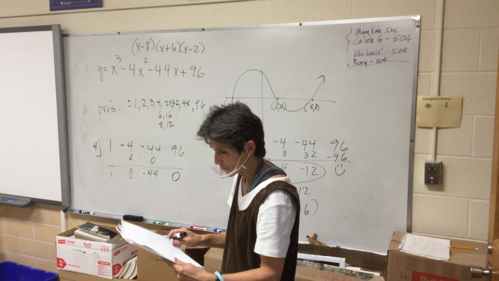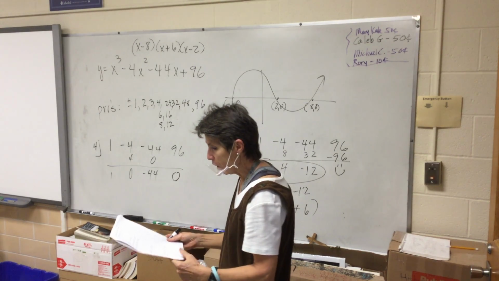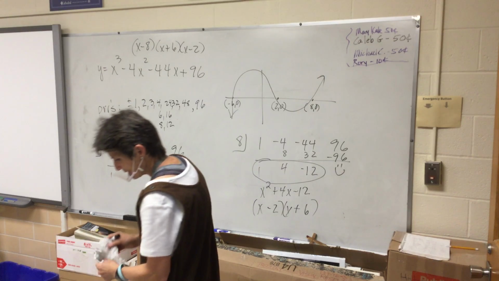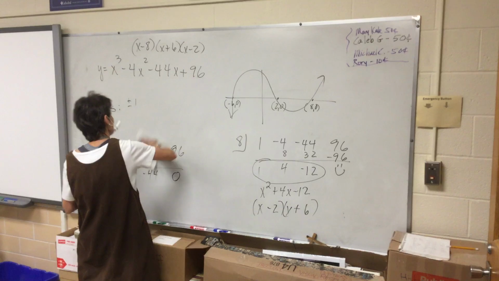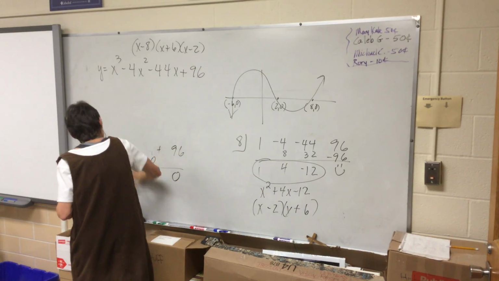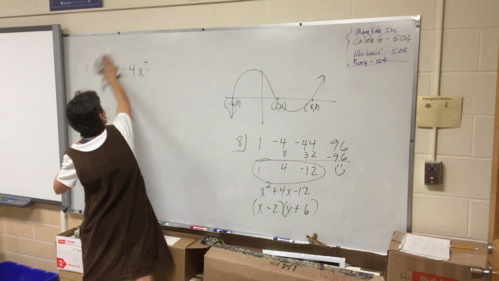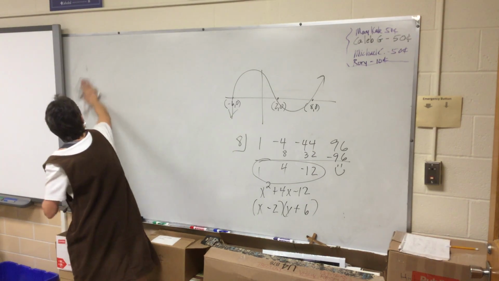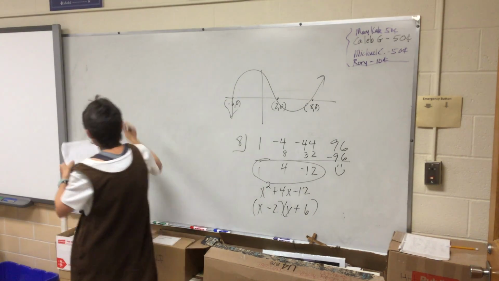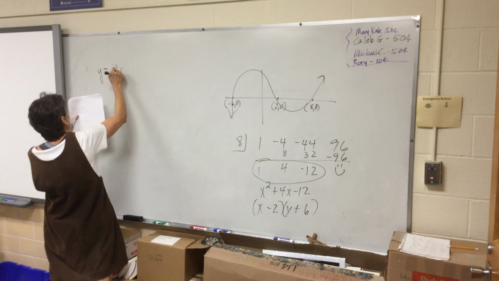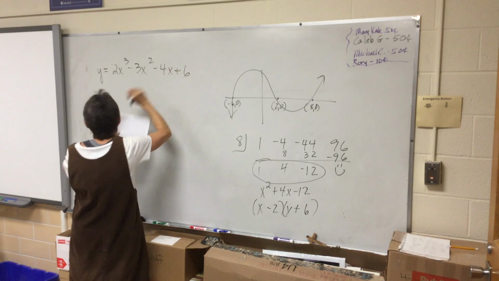Now let's go back to page 6 and pick up where we left off. Find all of the zeros exact. Now, that means we're not using our calculator. We're not having rounded off answers. We're doing exactly what we just did. So this isn't anything different than what you just did. So 2x cubed minus 3x squared minus 4x plus 6, right?